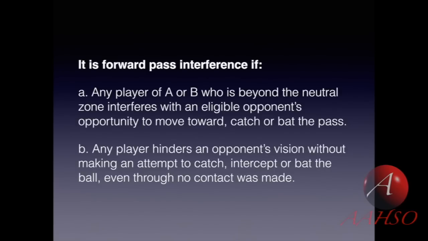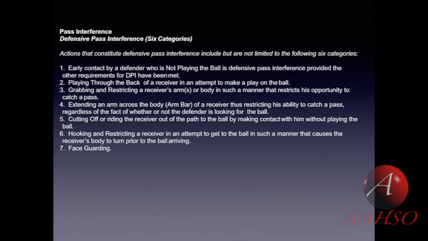So those are the elements of pass interference, and wow, that's really simple to cover a lot of things that we say happen on pass interference. So what we've done to make pass interference a little easier is create some philosophies that go along with defensive pass interference, and there are actually 7 of these categories, although I do notice this does say 6. There are 7, and let's talk about the actions that constitute defensive pass interference. They're included, but they're not limited to these following categories.